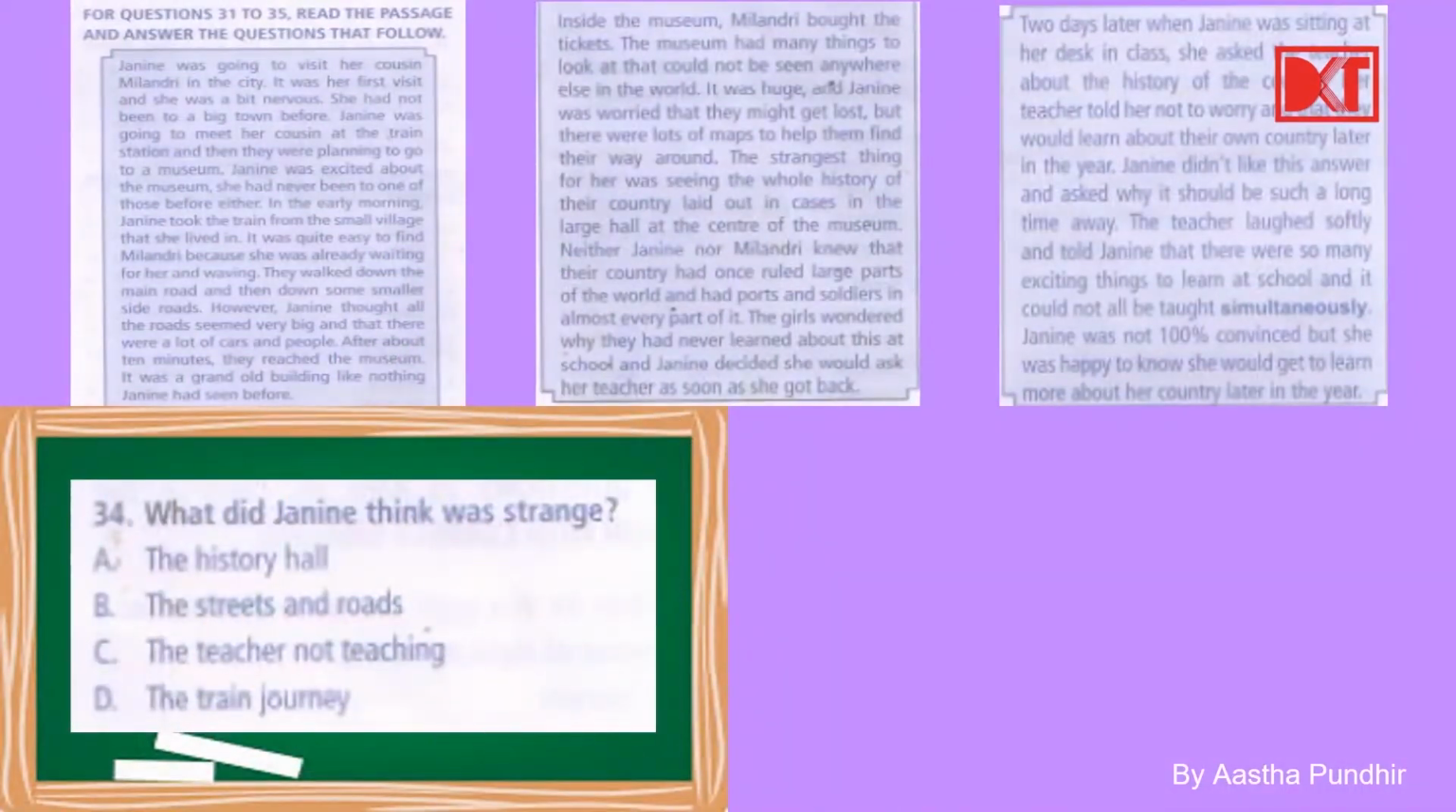Now next, what did Janine think was strange? Here, the strangest thing for her was seeing the whole history of their country laid out in cases in a large hall at the center of the museum. So what was strange for her? History hall, streets and roads, teaching, or train journey? The history hall. Right.